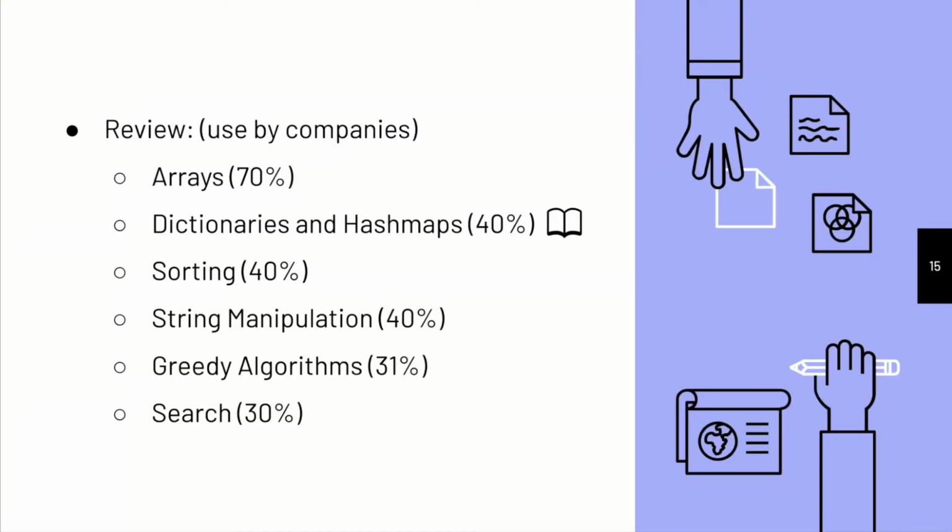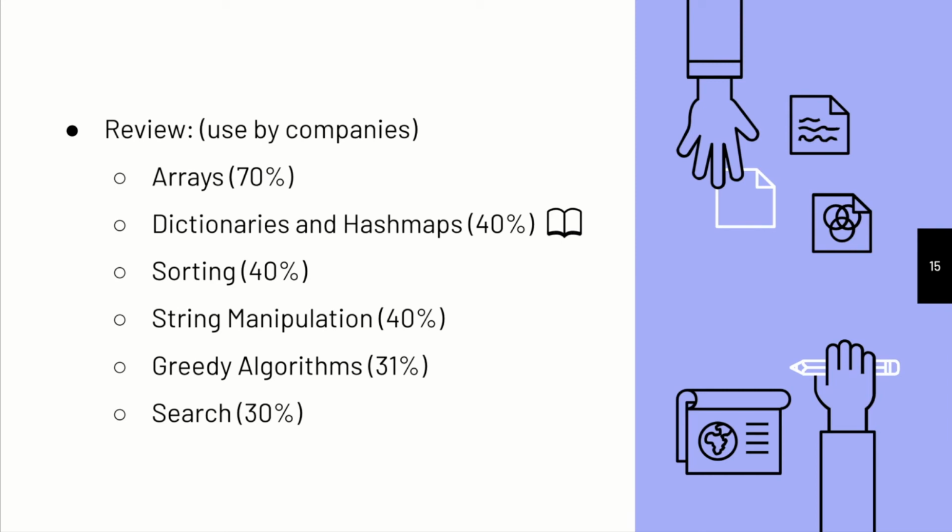So be sure to review a lot of things before a technical interview. The percentages within the parentheses are the uses by companies on technical coding interviews. We have things like arrays, which are used a lot. I've definitely run into arrays a lot when I've done technical interviews. Dictionaries and hash maps, that's another thing that I've run into a lot. Sorting, not as much. String manipulation, yeah, I've gotten a couple questions on that.